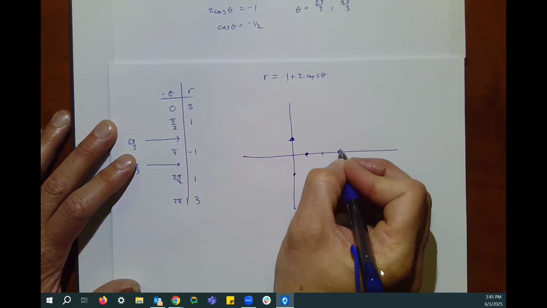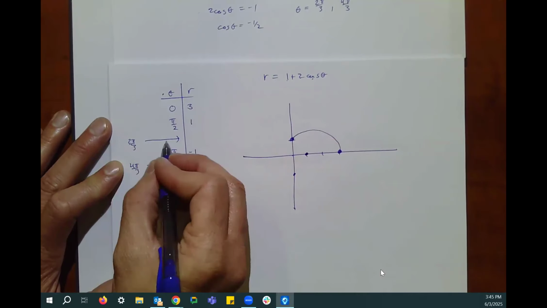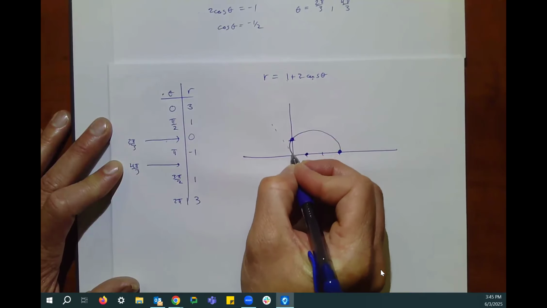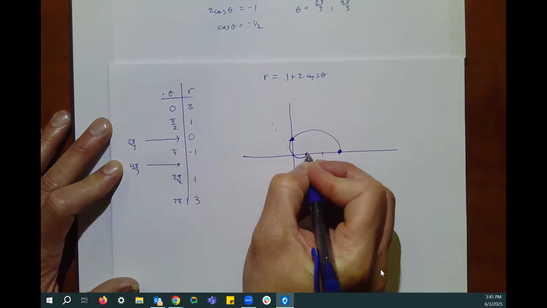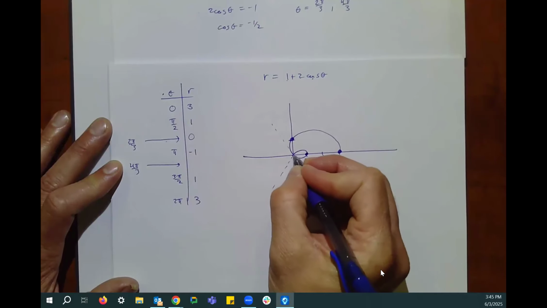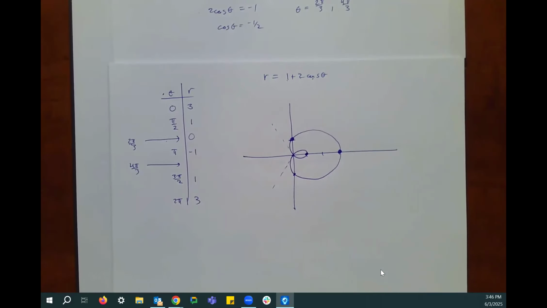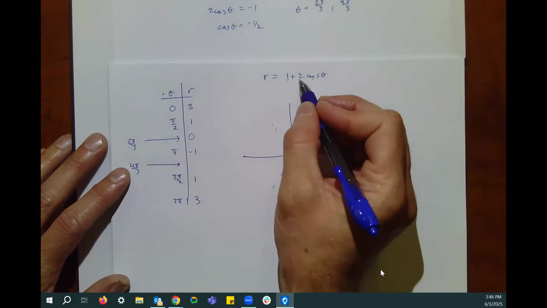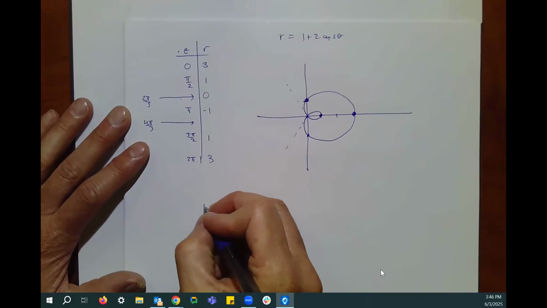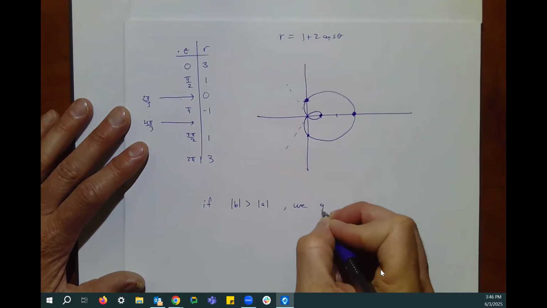So I'm going to go here, and then to get to there, well, when theta is 2 pi over 3, I get 0. So when I'm pointing in that direction, I come down and I get a 0. I loop around, and then in this other direction, 4 pi over 3, I also get 0, and then loop back around. So basically, if the absolute value of B is bigger than the absolute value of A, we get a loop.